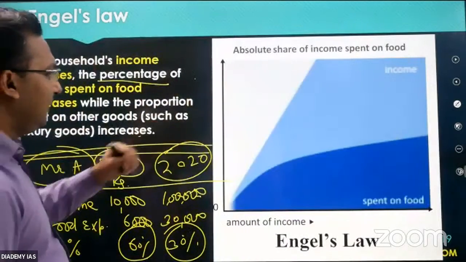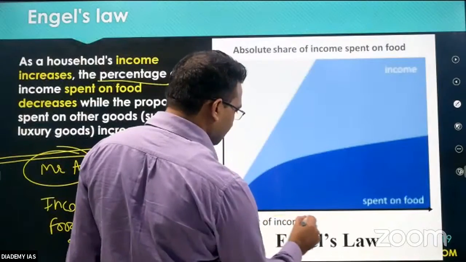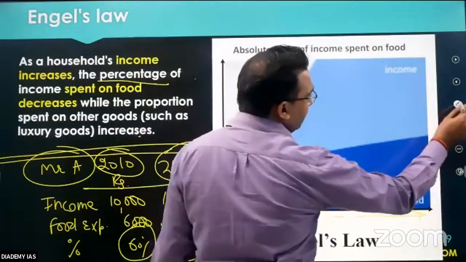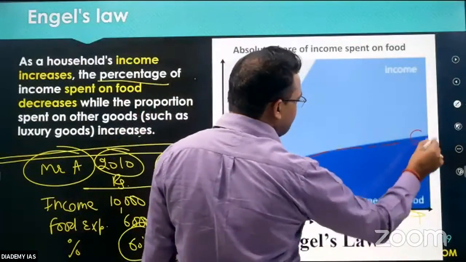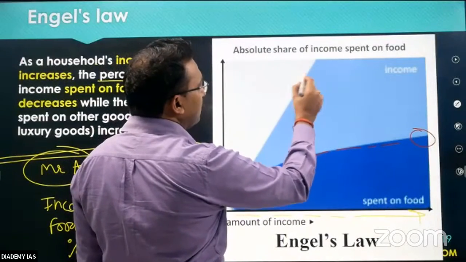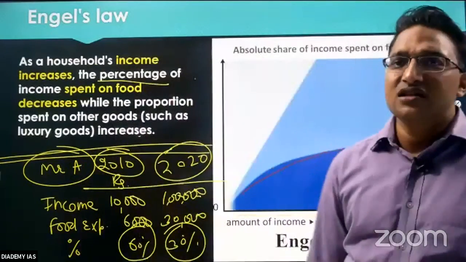So here you can see as the income is increasing, the proportion of income spent on food is actually not increasing that much, but the amount of income spent on other things is actually increasing. ठीक है? So this is called Engel's law.